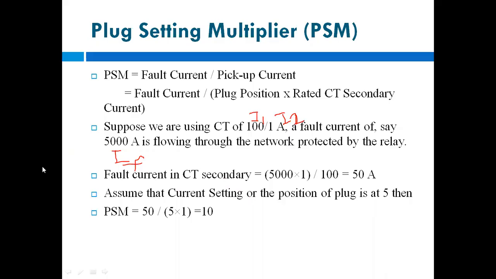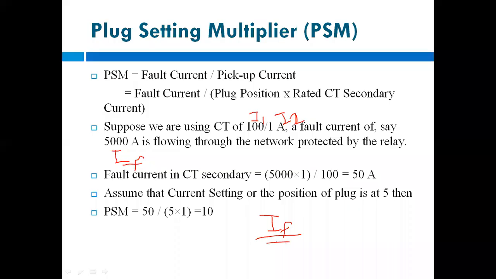IF into I2 divided by I1, into I1, correct. Means simply this is the fault current, right? We can simply take the cross multiplication here. You want to find the fault current in CT secondary. So I'll take simply this as IF divided by fault current in CT secondary.